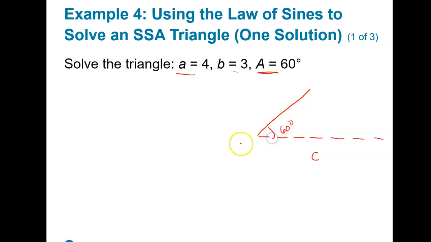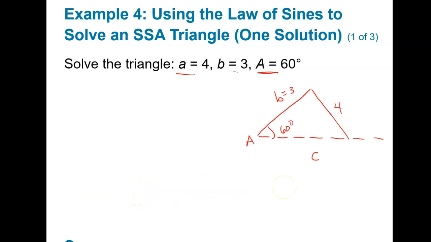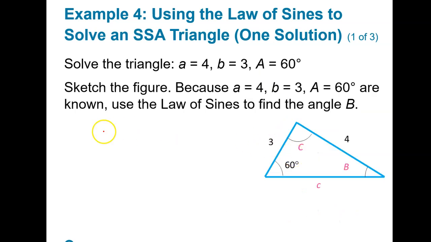This is A degrees, and then we have little a up here somewhere, which is 4. We always typically start off with B sine A, but when the opposite side is bigger than or equal to B, we're just going to get one triangle. So A is greater than B, that implies one triangle. So we can set it up. The sine of 60 degrees is to 4, the opposite, as the sine of whatever B is to what's opposite that, 3.